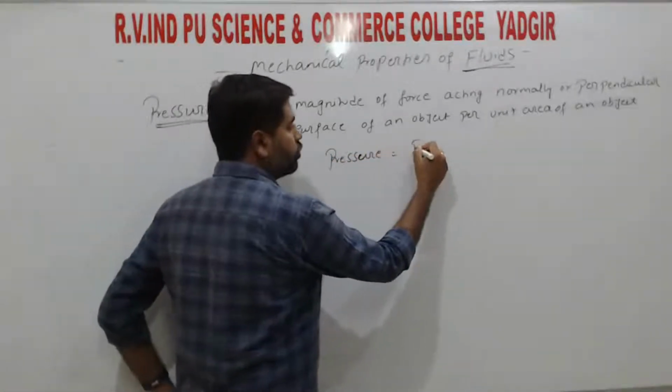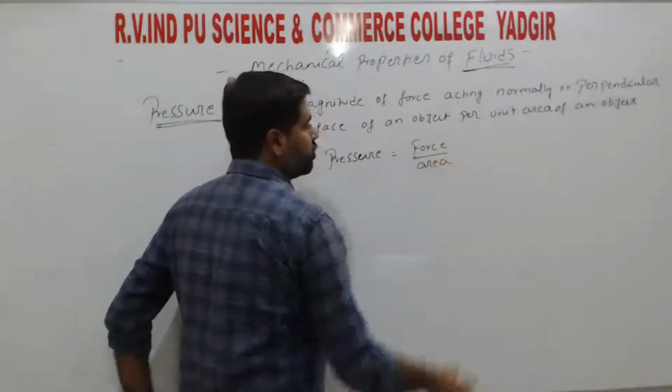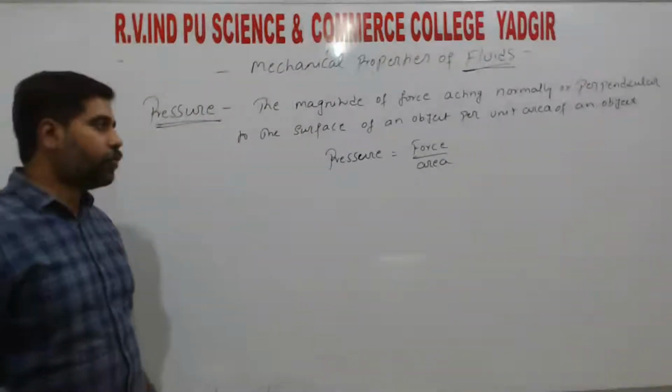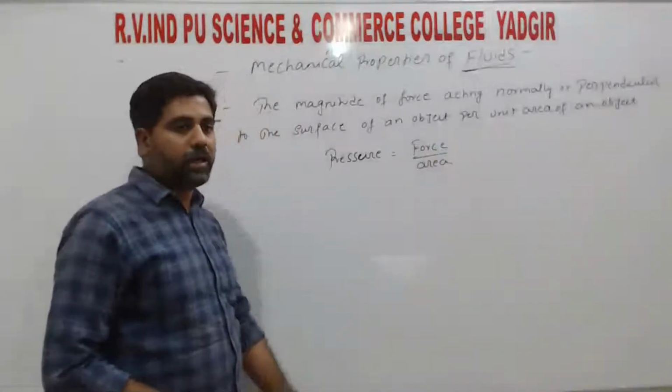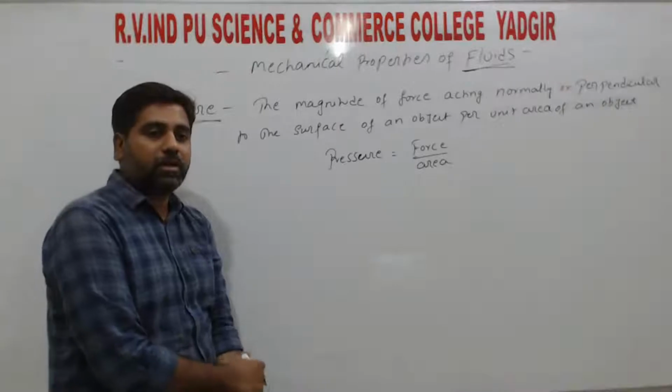So again, pressure is equal to force divided by area, right? So force is the normal force, that is the perpendicular force which is acting per unit area, right? So per unit area, if the force acts perpendicularly, we call it pressure.